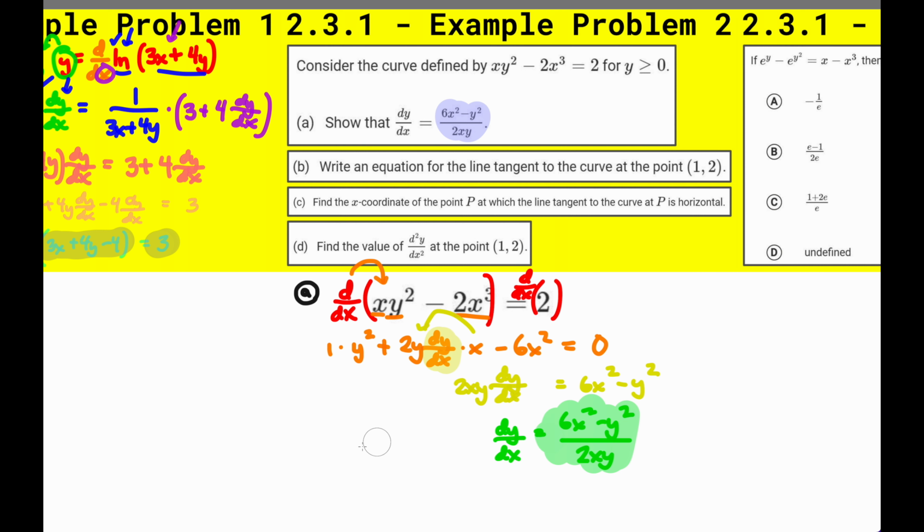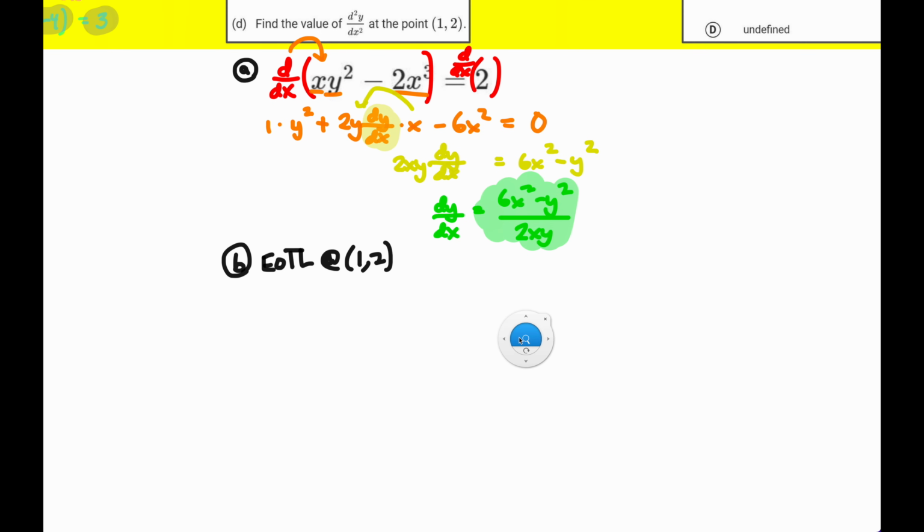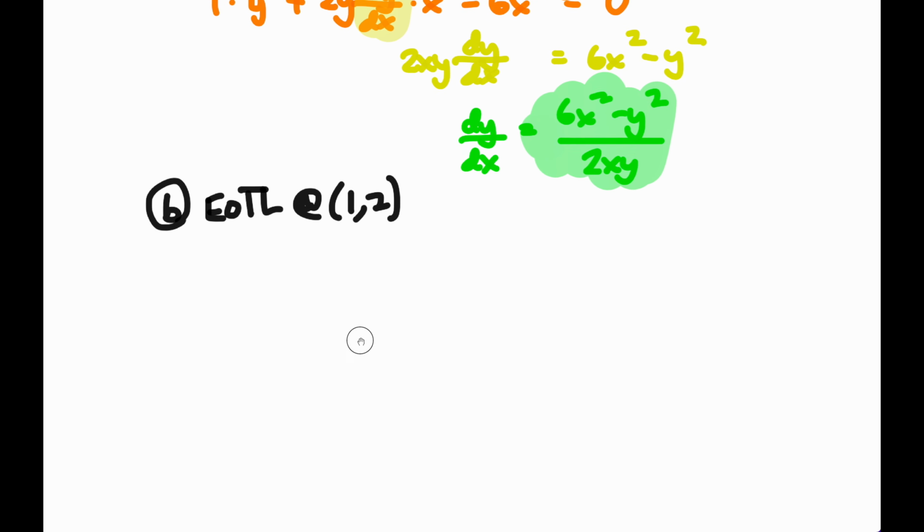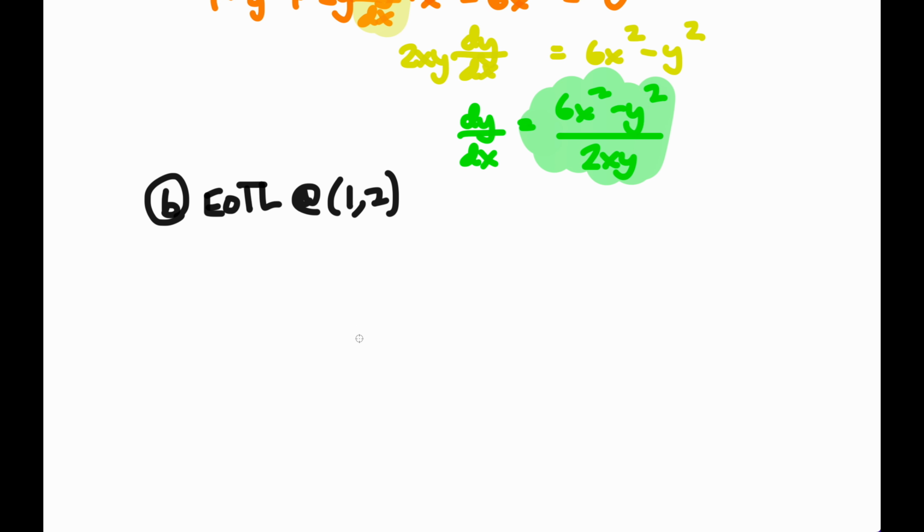Now B is further down the rabbit hole a little bit. Write an equation of the line tangent to the curve at (1, 2). So we need an equation of a tangent line at (1, 2). Okay, so that means we need a y equals mx plus b, or just any equation of a line, to basically figure out what that equation of the line is based on that derivative right there.